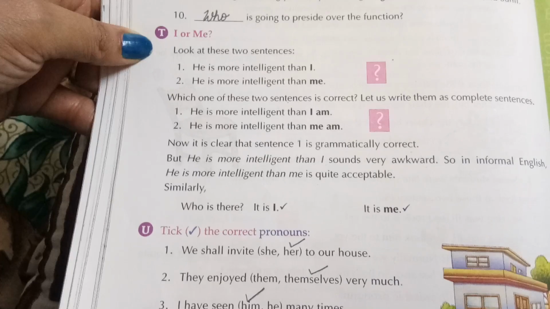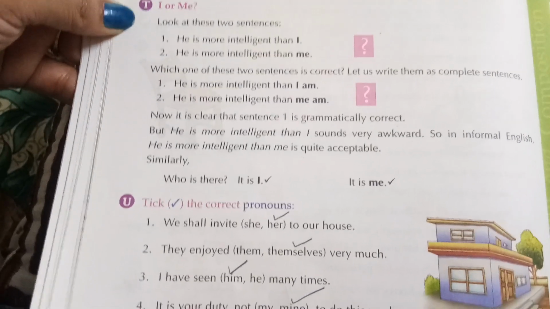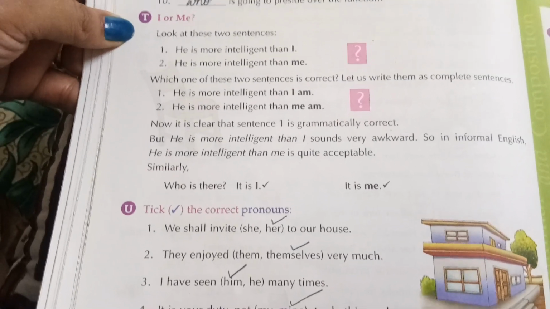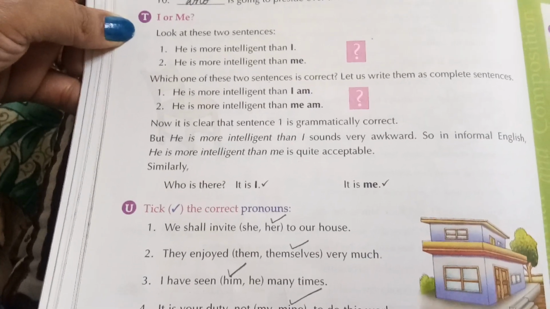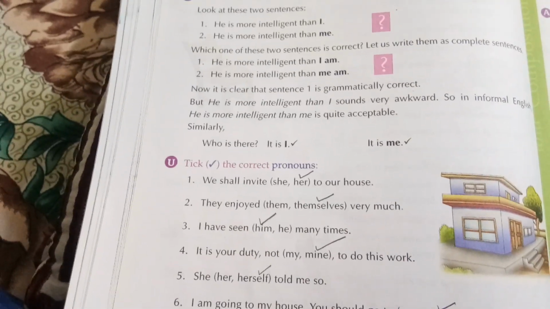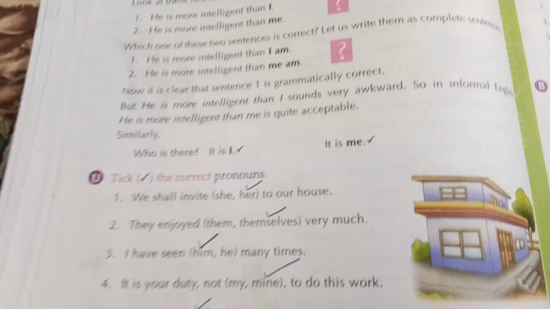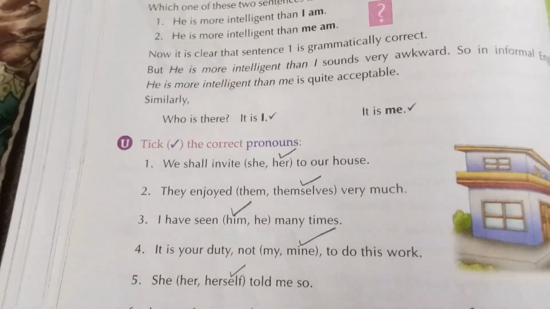See, both the sentences are correct. But if we write it the other way, he is more intelligent than I am. If we complete it with "am", then "I" is correct. And if we end it with just "me", then "am" becomes wrong. So both the sentences are correct. We have to see which is suitable. Who is there? It is I, it is me, both are acceptable.